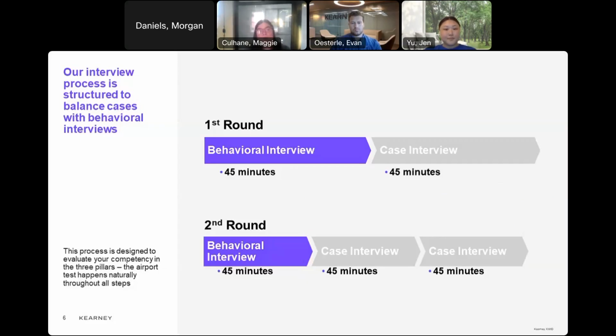So you'll submit your resume, so that answers that one pillar. And then over the course of the 2 rounds of interviews, you'll have 5 separate chunks of interviews. In the first round, you'll have a 45-minute behavioral interview and a 45-minute case interview. In the second round, we have 2 case interviews, but we still have that behavioral interview, and often this is with a partner. So again, in each one of these sessions, we are looking for all 3 of those pillars, just to a different degree.